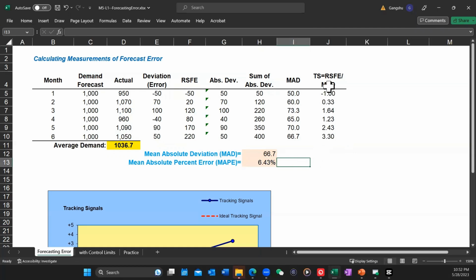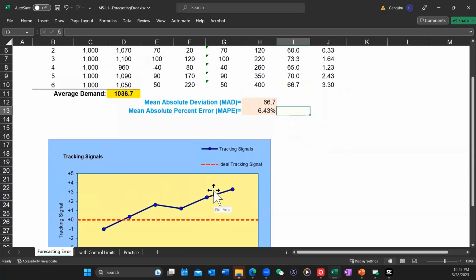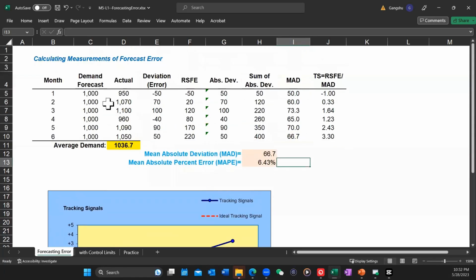Now let's look at the tracking signal graph. As we can see there, the tracking signal shows a pattern of almost continual increasing over time. This actually is a concern for us if we have continuously increasing tracking signals like this. The reason we have this is because we made up the demand forecast in a simple way.